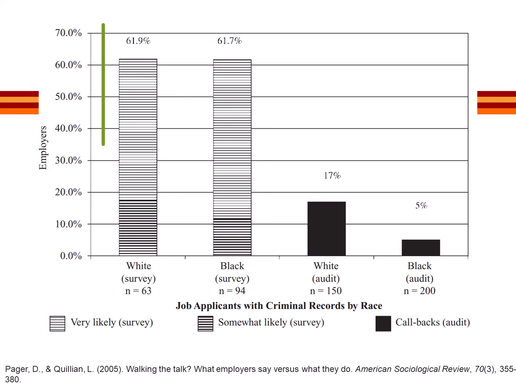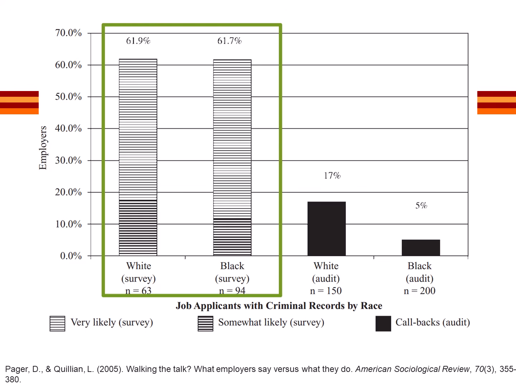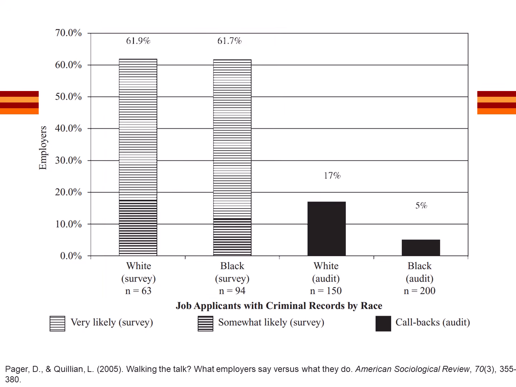The study found that roughly 60% of employers self-reported that they would hire an ex-offender regardless of whether the offender was white or black. However, when the researchers examined what the employers actually did in an audit, they found that only 17% of white ex-offenders and only 5% of black ex-offenders were given a callback. Not only does this reveal stark differences in people's self-reported attitudes versus their actual behavior, but it also shows a fairly large difference of just over 10% in callbacks for white versus black ex-offender prospective employees.